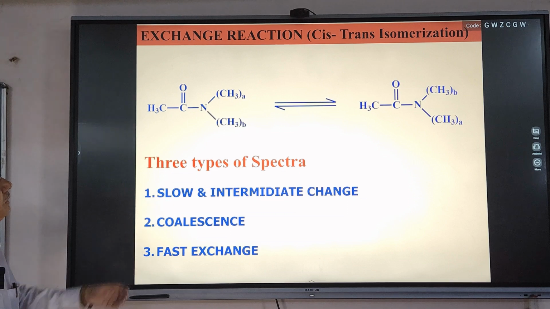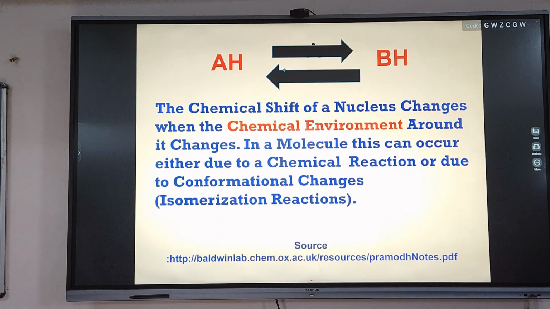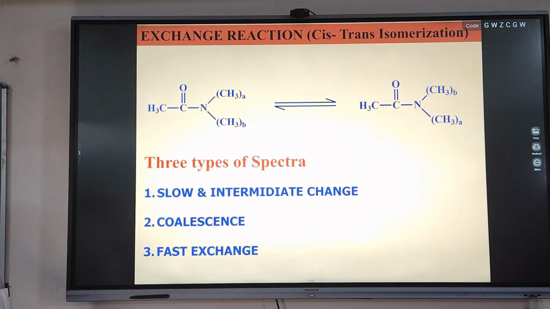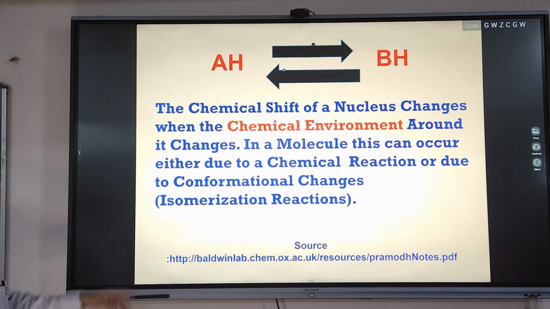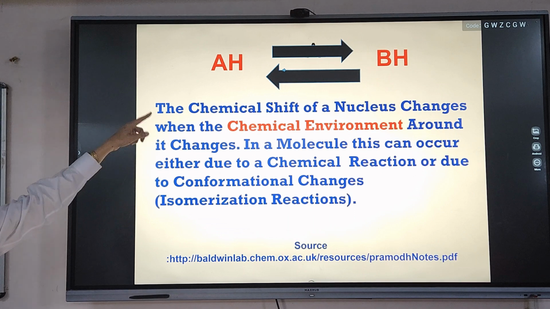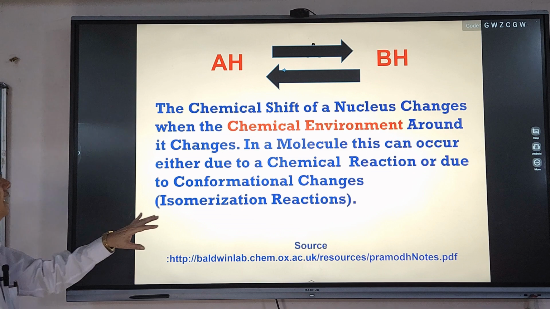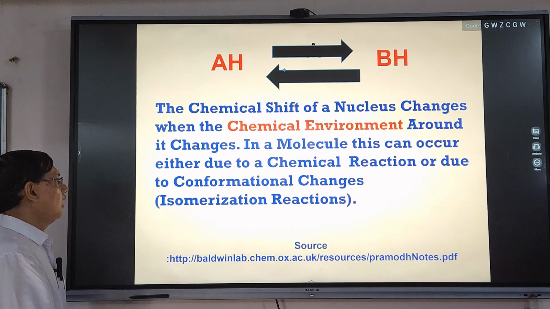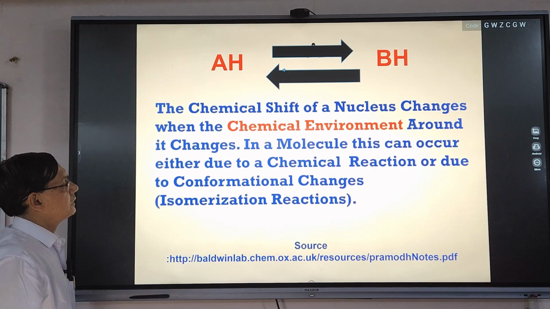I am taking some of the research papers like that. This is a specific example, dimethyl acetamide, and this is a general example, AH to BH. Again, it is an exchange type of reaction. So the chemical shift of a nucleus changes when the chemical environment around it changes. In a molecule, this can occur either due to a chemical reaction or due to some conformational changes.